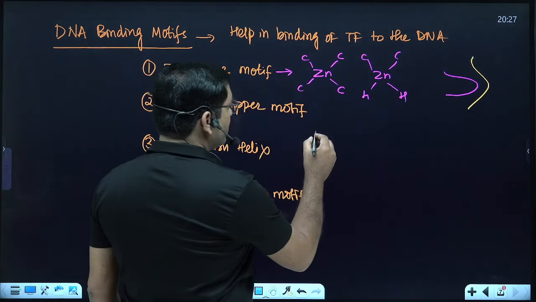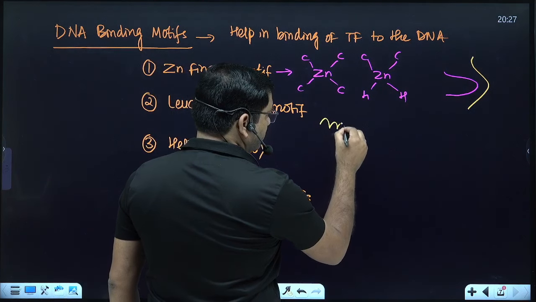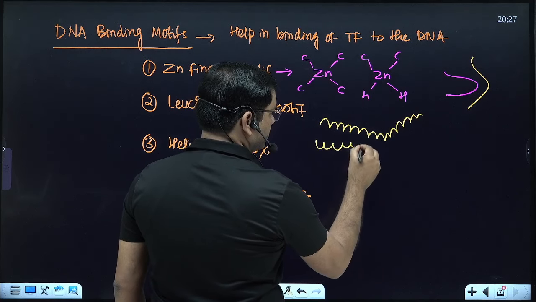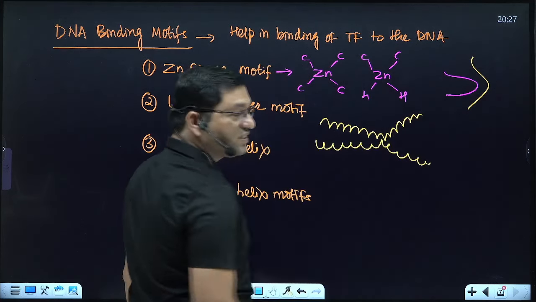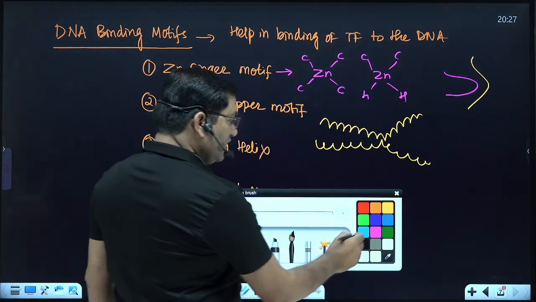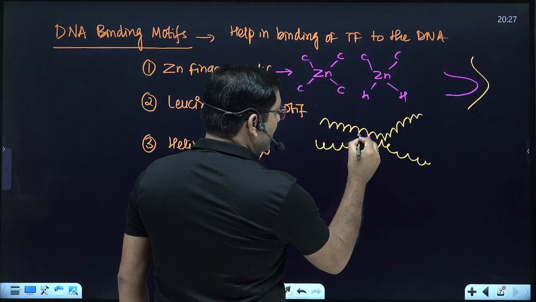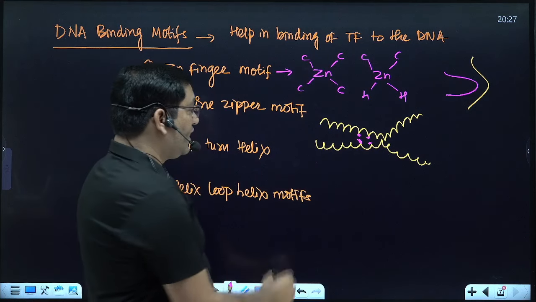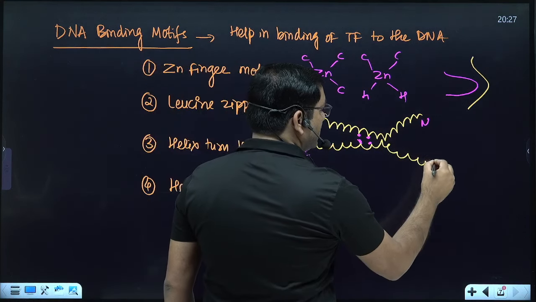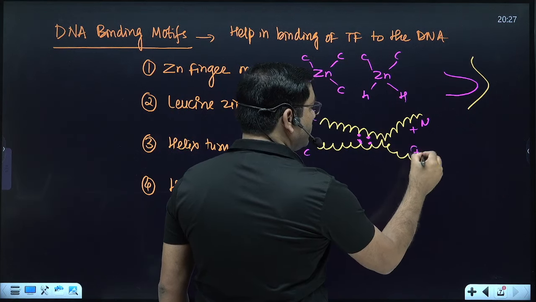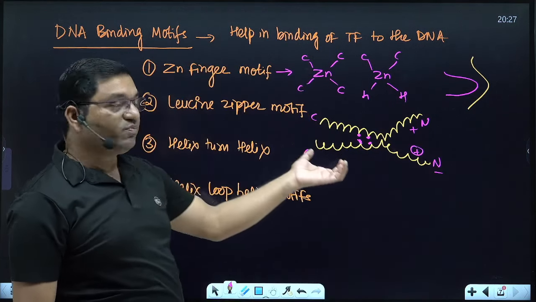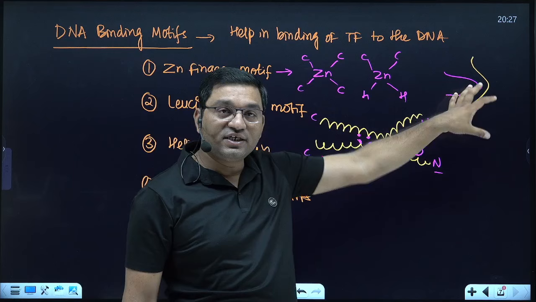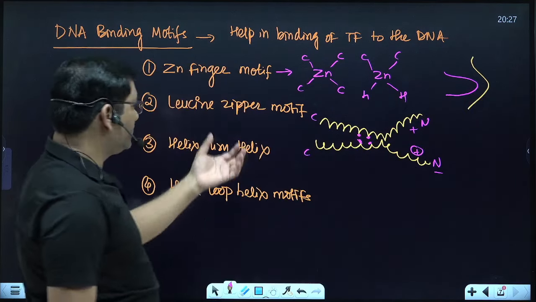Leucine zipper motif. There is leucine. So this is the leucine zipper motif. It is like a scissor. Every seventh amino acid in the leucine zipper motif is leucine, and they interact with each other through hydrophobic interaction between the leucine molecules. This is the carboxyl terminal, this is the amino terminal, and towards the amino terminal there is a positively charged region, which interacts with the major and minor groove of the DNA.